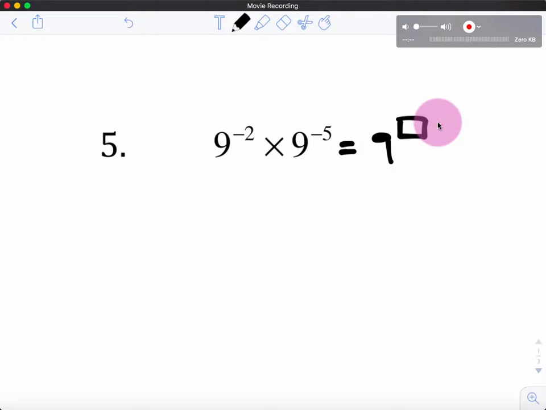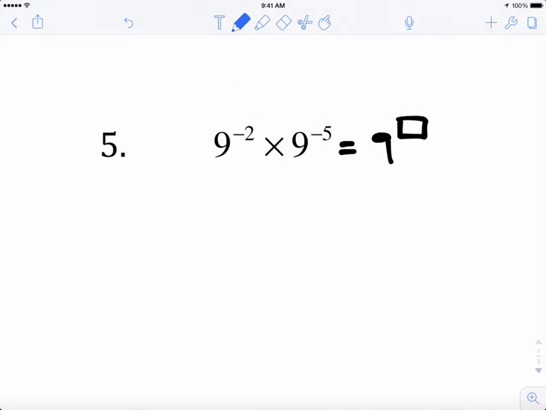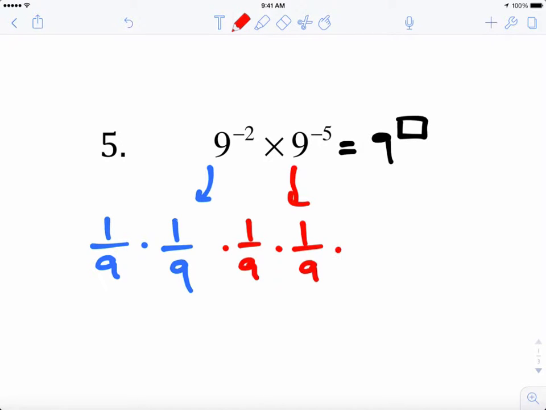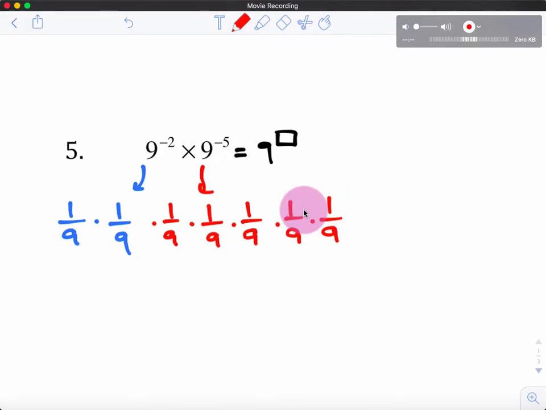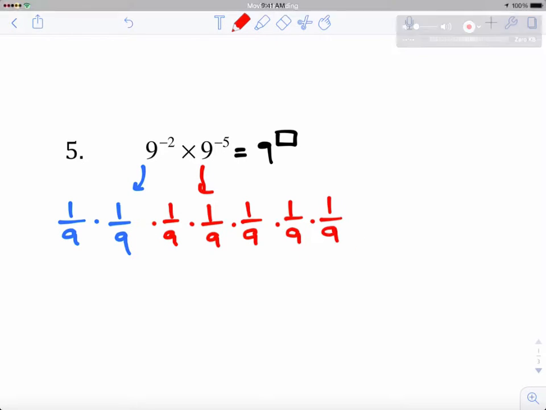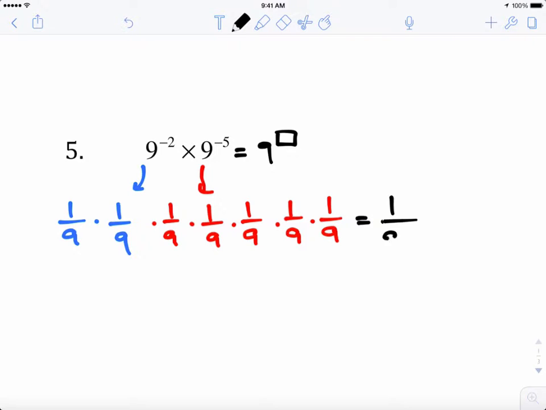Let's find out. So in this case, 9 to the negative 2nd, I'm going to write that as 1/9 multiplied by 1/9. Using our definition, we know what negative exponents are. 9 to the negative 5th, 1/9 times itself 5 times. I think what we've got is 1, 2, 3, 4, 5, 6, 7 1/9's being multiplied by one another. I'm actually going to write this as 1 over 9 to the 7th power.